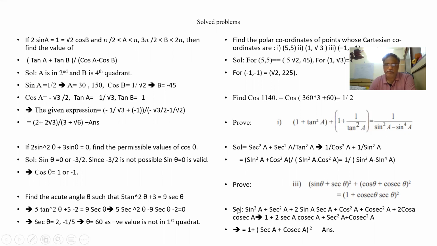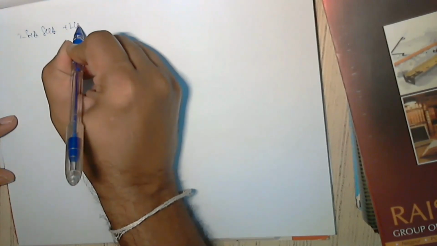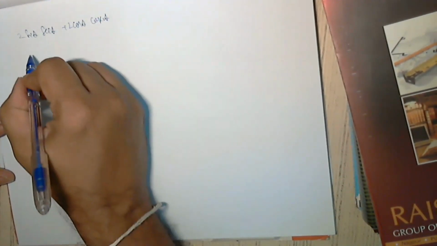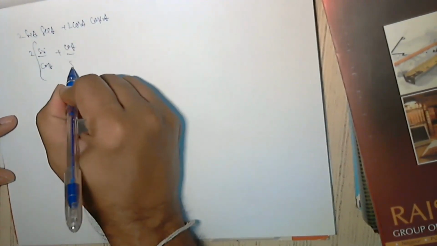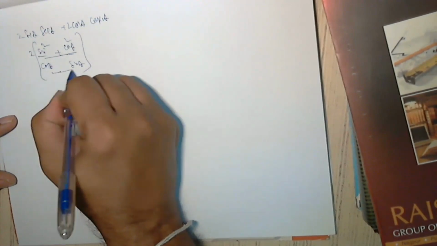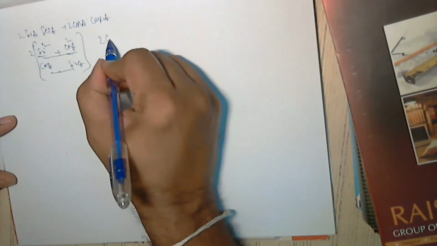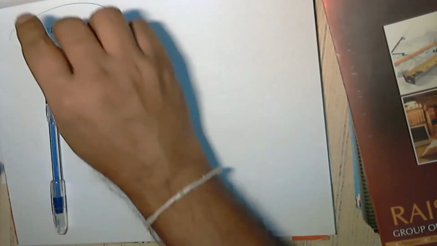Let us see here. Two sin A sec A, 2 cos A cosec A. So 2 sin A sec A plus 2 cos A cosec A. So 2 (sin A by cos A plus cos A by sin A). When I do LCM, this is (sin²A + cos²A) by sin A cos A. This is 1. So 2 sec A cosec A. So these two terms become 2 sec A cosec A.